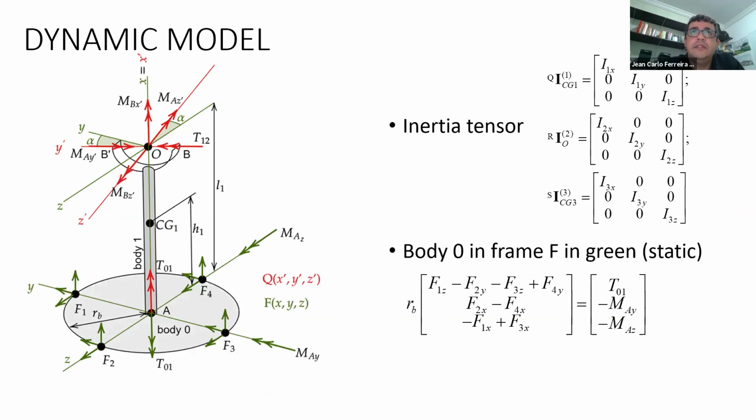Let's start now the dynamic model. The dynamic model will have 3 bodies in motion. Bodies 1, 2, and 3 have a diagonal inertia matrix, and body 0 is stopped. Since it is stopped, only the static balance is necessary, and we can obtain these 3 equations.